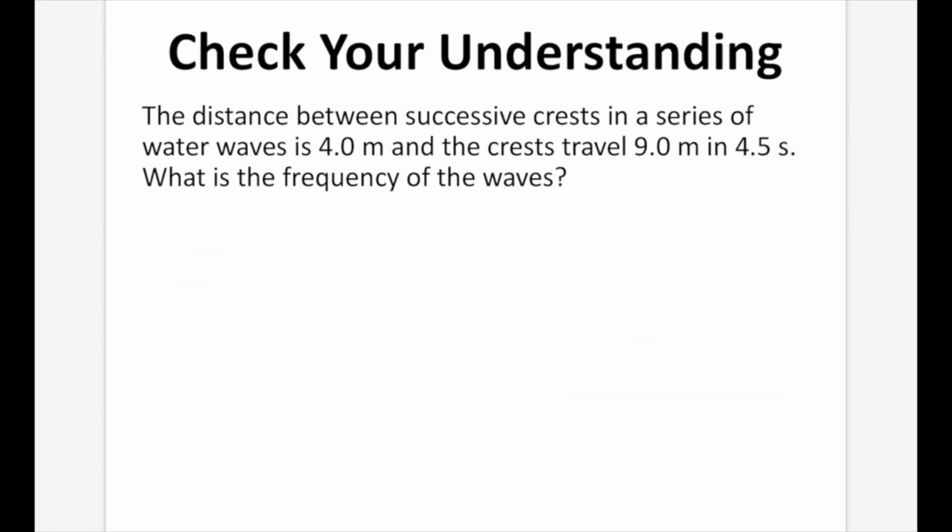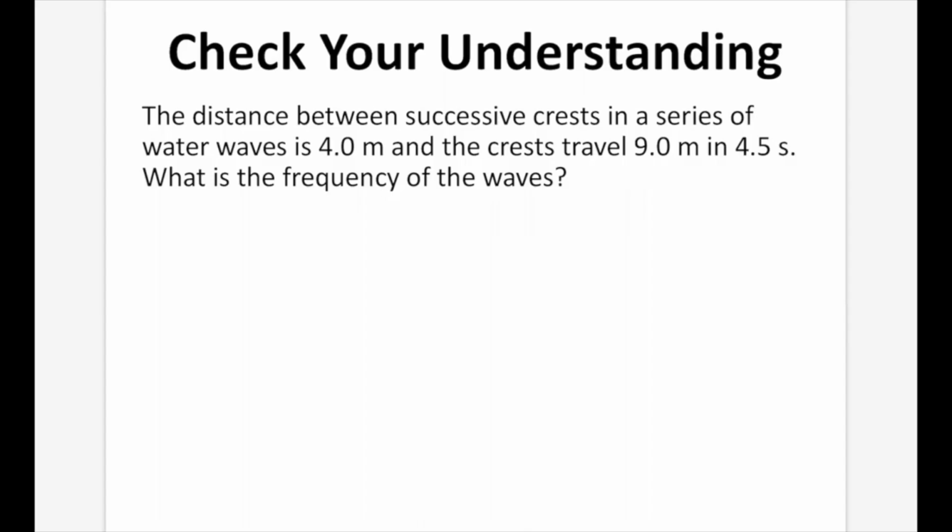Check your understanding. The distance between successive crests in a series of water waves is 4 meters, and the crests travel 9 meters in 4.5 seconds. What is the frequency of the waves? Okay, so what do we have? Well, we have the distance between successive crests, otherwise known as lambda, is 4 meters. We're told that crest to crest or trough to trough is 1 wavelength, so the distance between successive crests in a series of water waves would be the lambda of 4 meters.